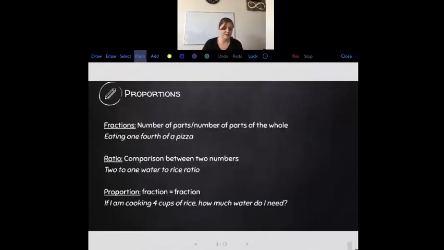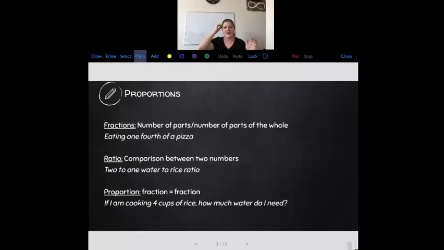So to get started, fractions, just kind of a review of things that are related to proportions. Fractions are number of parts over number of parts in the whole, so if you eat 1/4 of a pizza. A ratio is a comparison between two numbers. So if you're making rice, it's a 2-to-1 water to rice ratio. So for every 2 cups of water, you would use 1 cup of rice.